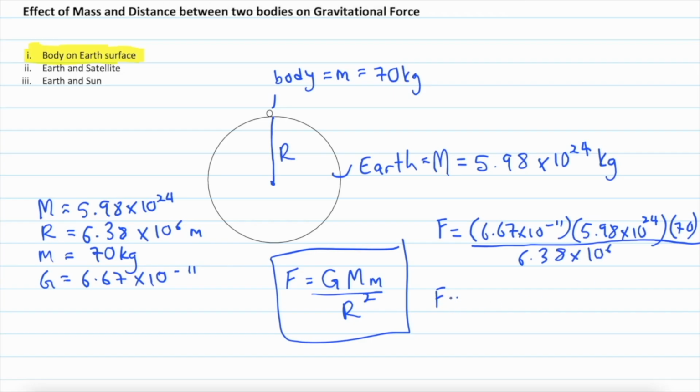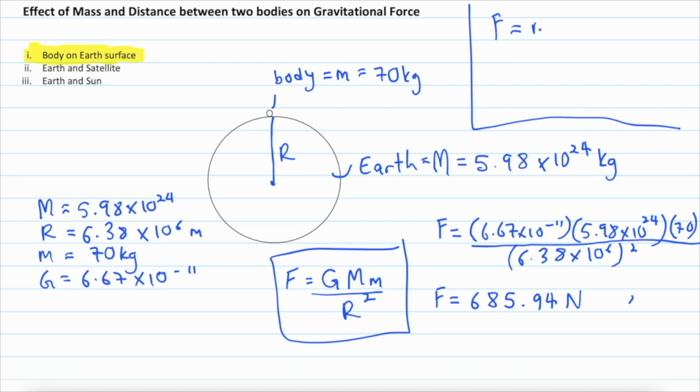And once you calculate, just a quick correction, you have to put the radius squared right here. And when you calculate, you will get 685.94 Newton. Now that we know the gravitational force acting on the body from the Earth's center, another way to find the force acting on the body, this is an extra tidbit, is to use F equals mg.